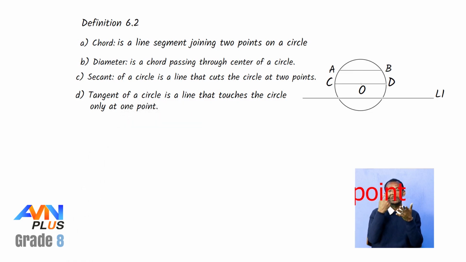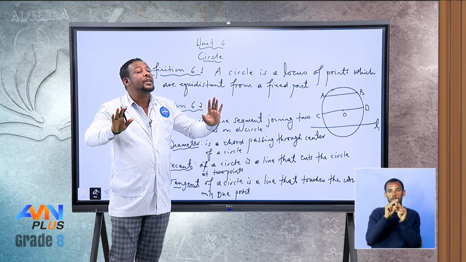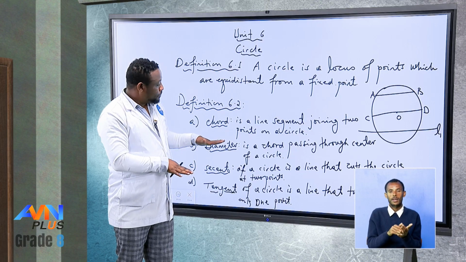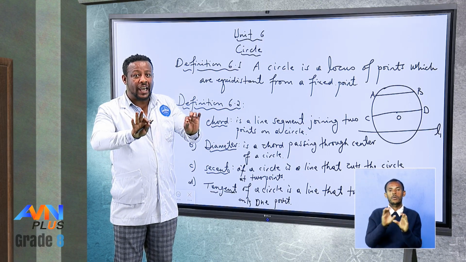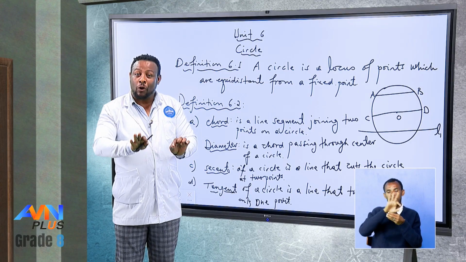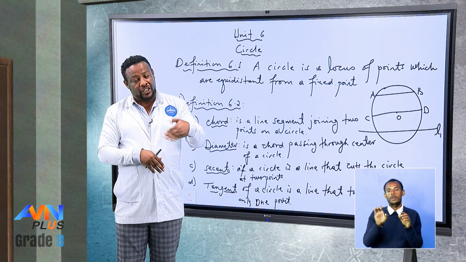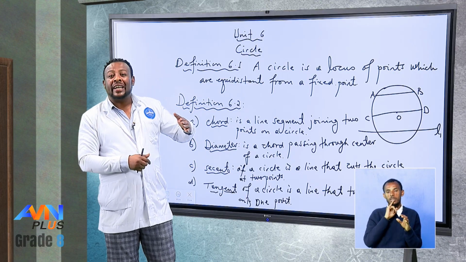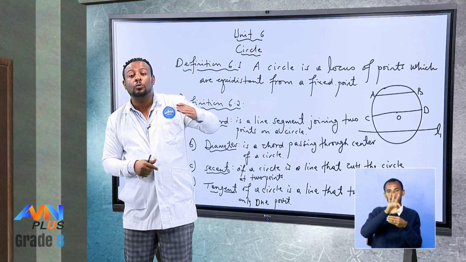Okay, these four terminologies are very, very important. I will tell you again. A chord is a line segment joining 2 points on the circle. A diameter is also a chord, but a chord passing through the center. A secant is a line that cuts the circle at 2 points.